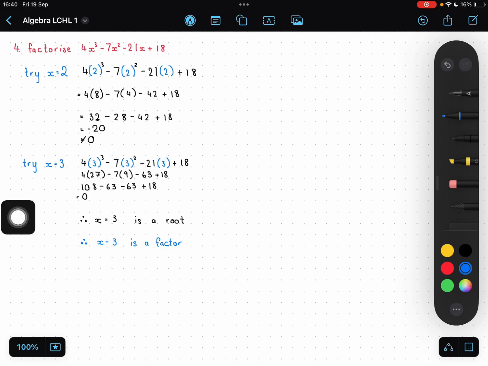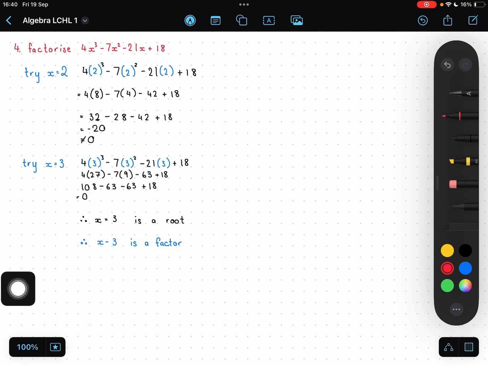Okay, I now know one of my factors. I know x minus 3 is a factor. But I need to figure out what x minus 3 multiplies by to get me back up to this.